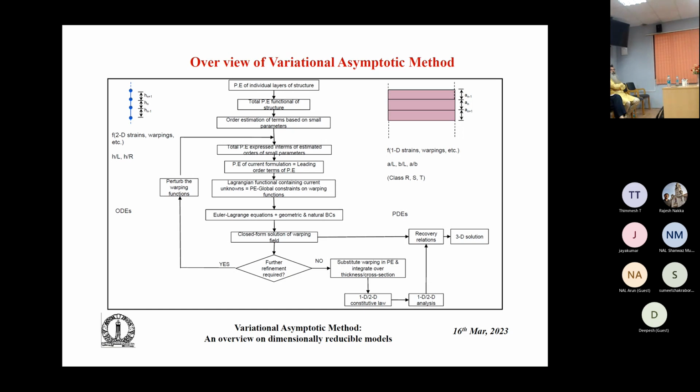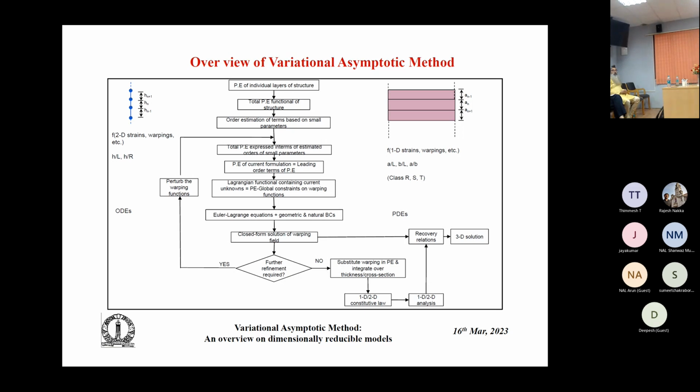In R, the bending as well as the twisting curvatures are of the same order, whereas in S, one of the bending curvatures will be of lesser order than the other bending curvature. When it comes to T, the twisting will be more dominant with respect to the bending. So depending upon the small parameters, the beam can be classified mainly into these three categories.